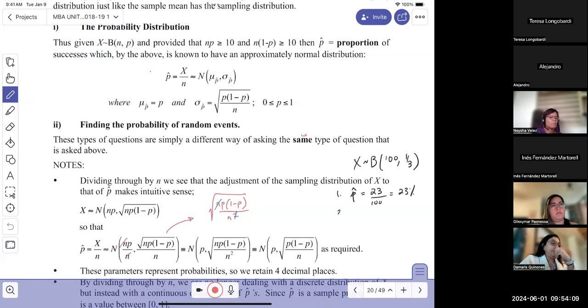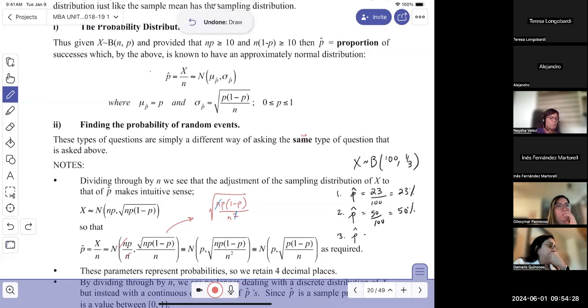Let's say we did it again. And let's say we found 50 successes out of 100. That's 50%. Let's say we did it again. And we got 65, or let's make it a small number. I'm just making this up. So let's say we got 35 out of 100. That's 35%.